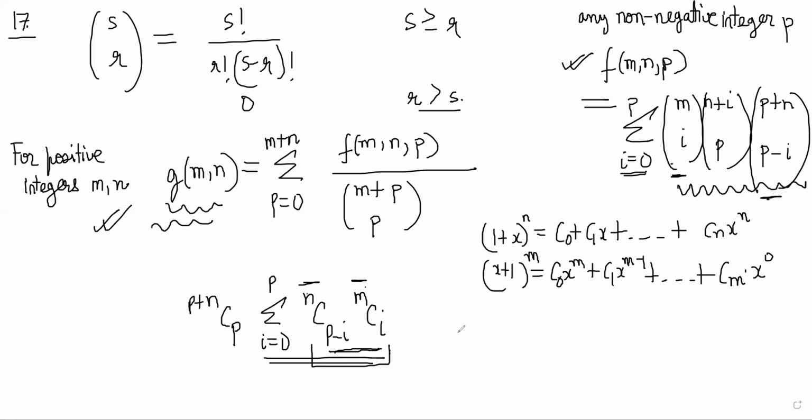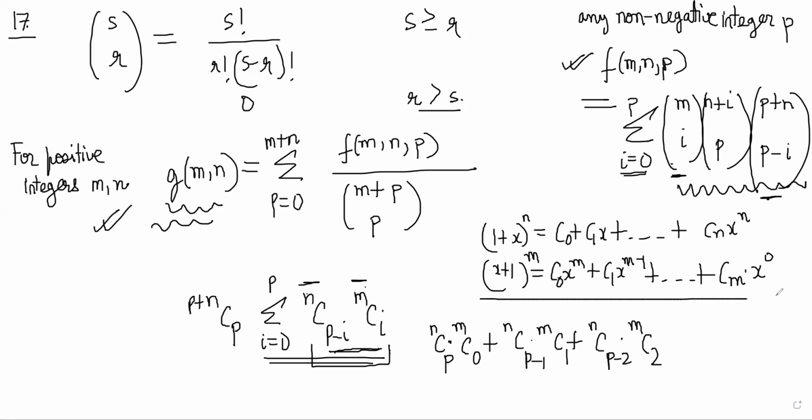Let's write the terms. The terms are nCp minus 0 and mC0, right? Second term will be what here? nC(p-1) and mC1, right? Now do you understand what is happening? It's like the product of those two.